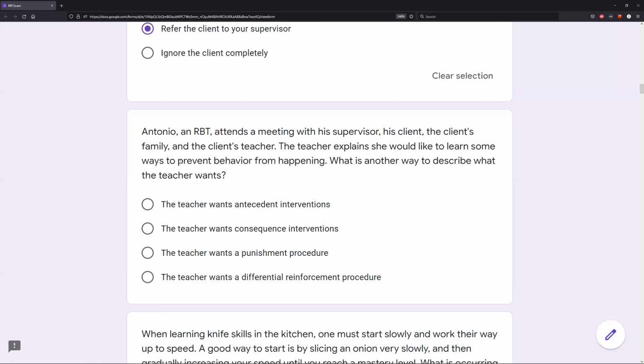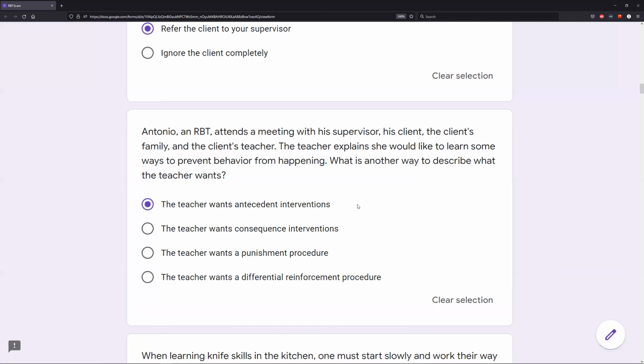The teacher wants to prevent behavior. What do we call the interventions that prevent behavior? Those, of course, are antecedent interventions. Understand the difference. Antecedent interventions prevent behavior from happening. Consequence interventions like punishment and reinforcement react to behavior. So the teacher wants antecedent interventions to stop the behavior from happening before she has to implement some sort of consequence.